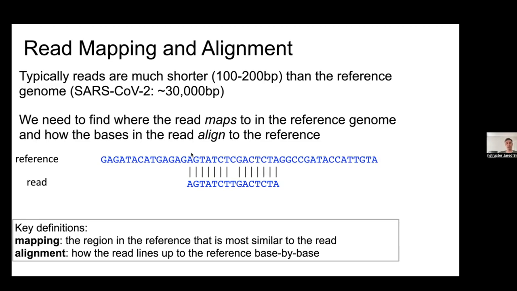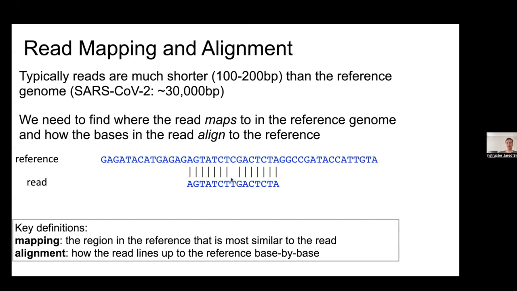So here, the alignment of this little read to the reference looks like this, where we've drawn these bars to show the matching between bases of the read and bases of the reference. There's one mismatch here where there's a T in the read and a C in the reference. This could be caused by a SNP or a simple sequencing error, and we're going to talk about how we can distinguish between those two cases a little bit later.